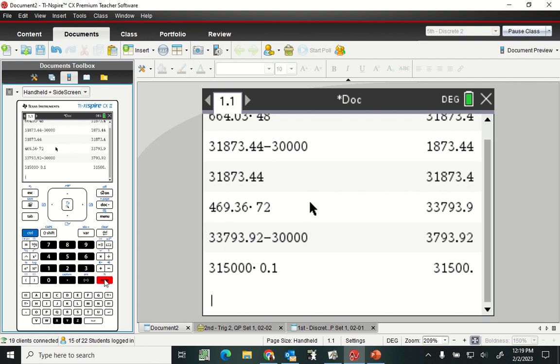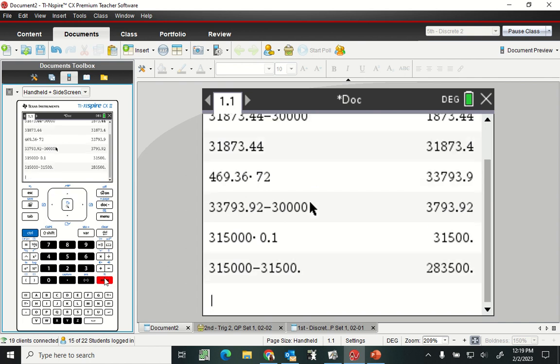So how much money am I actually going to borrow? 31,500? No, I'm not. That's how much my down payment is. How much are you going to borrow? $283,500. Good job.